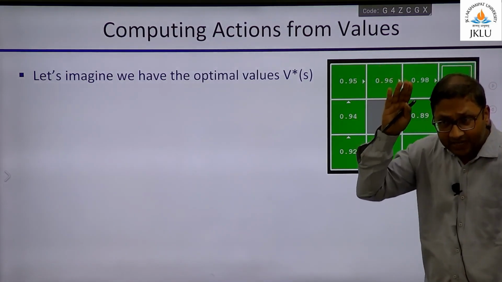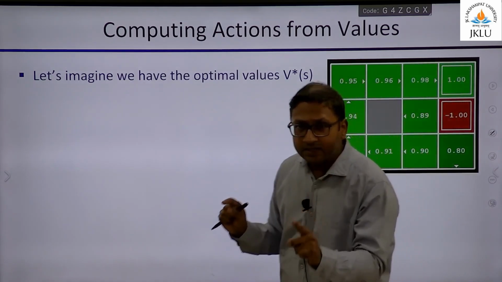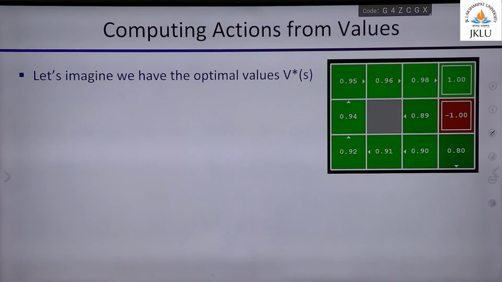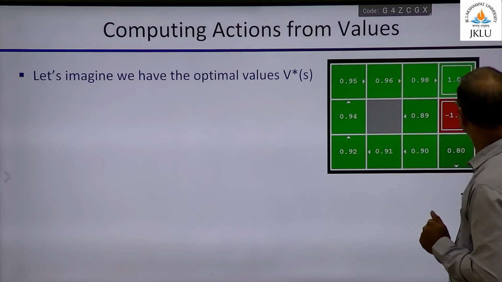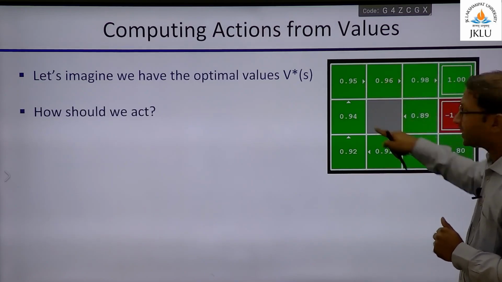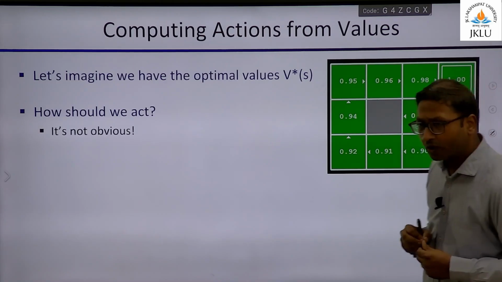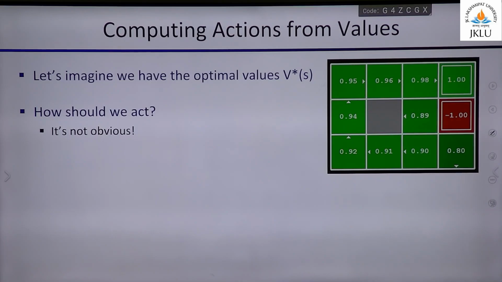Now, in the current scenario, what is given? In the current scenario, these values are given, and we want to extract the policy from that. Extract policy means I don't know what set of actions I should take here. Give me the actions. So how should we act? Given these numbers, how should we act? It's not obvious. Why is it not obvious?